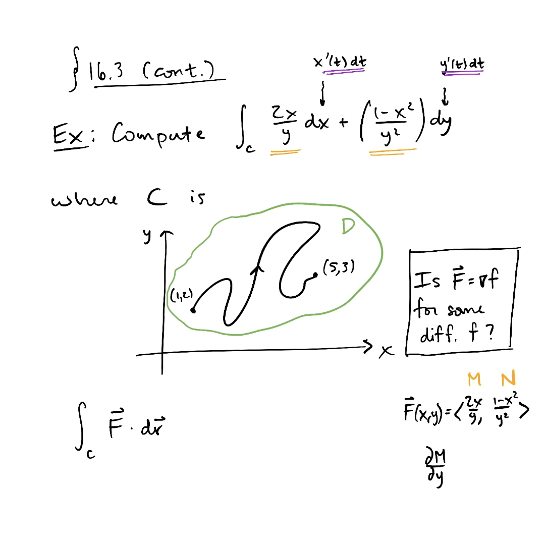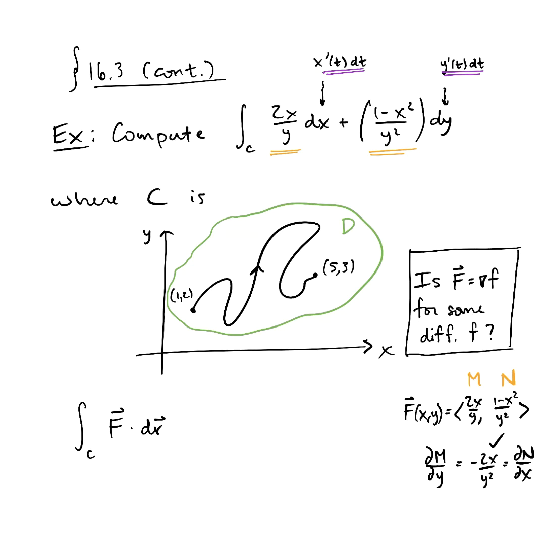dM/dy, well, what is that? That's negative 2x over y squared, which is dN/dx. So they match. So by component test, we know there's a little f to be found. Remember, component test is much simpler in 2 dimensions than in 3 because there are fewer mixed partials to check.